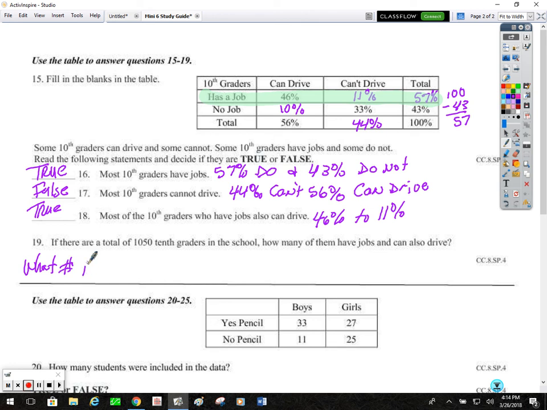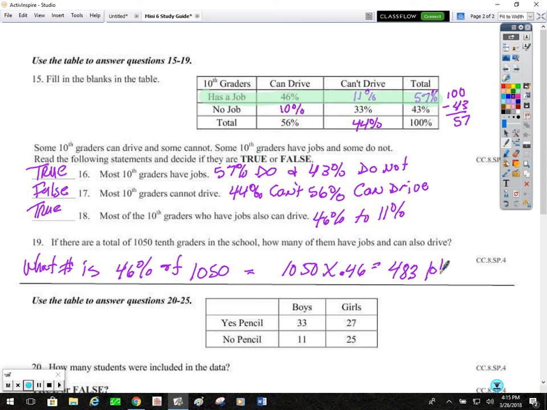What number is 46% of 1,050? Because 46% can drive and have a job. So I want to know the actual number instead of percent. So what number is 46% of 1,050? And the way you answer that is just 1,050 times. Now on our calculators we have the percent button, but if you don't have it, it's times 0.46. Well, if I pull that out of my calculator, I should come out with 483 people. Or 483 of the 10th grade students can drive and have a job.